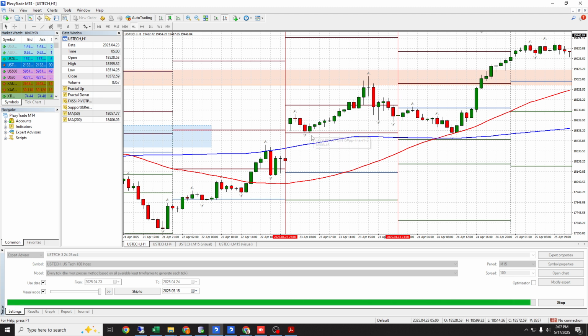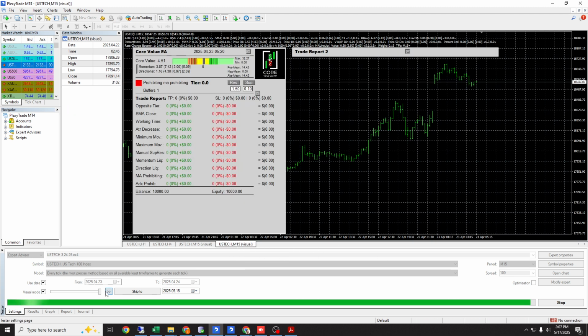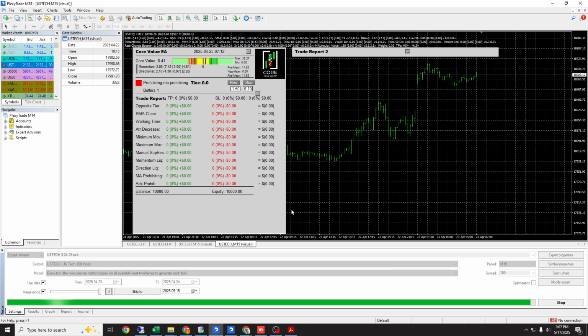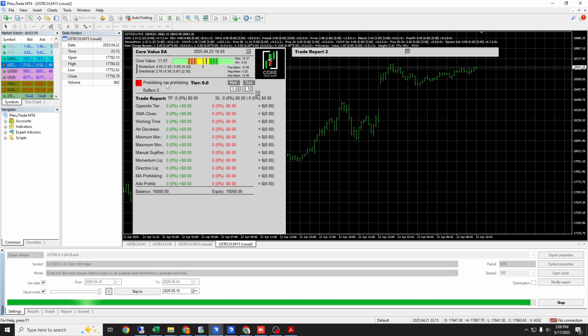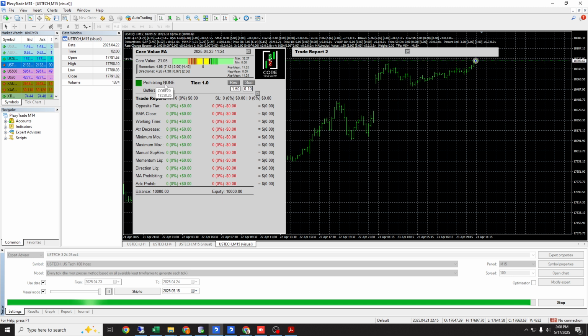Where does this number come from? That number is constantly changing. We'll go over that at a different time. It is dynamic, so it's a discussion for another time. As you can see, price starts moving, the day is going, and the core value is moving upward. We still cannot trade because of the MA prohibiting. But what you'll see here is the MA prohibiting goes off. We broke a certain distance there, and now we're able to trade.